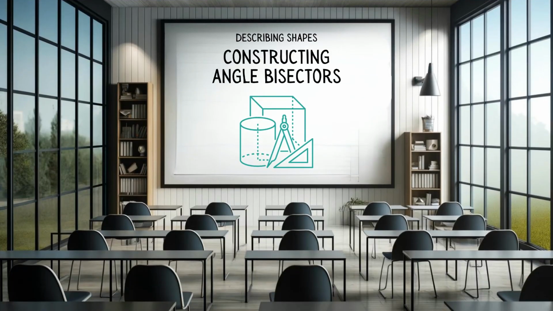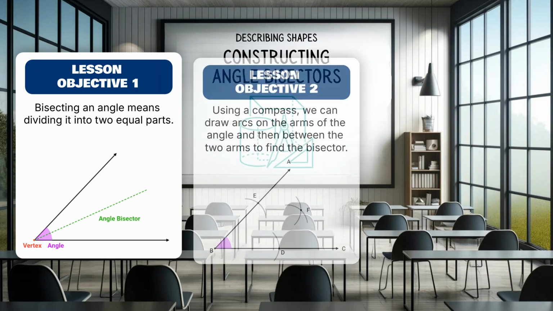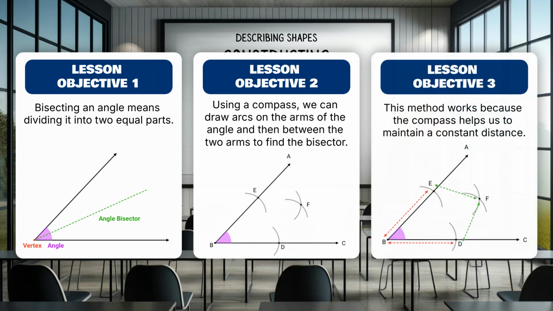In today's lesson, we learned that bisecting an angle means dividing it into two equal parts. We learned how to use a compass to achieve this by maintaining a constant distance and drawing arcs that intersect at a point equidistant from the arms of the angle. This intersection point, when connected to the vertex, forms a line that bisects the original angle. This method works because the compass helps us to maintain a constant distance.